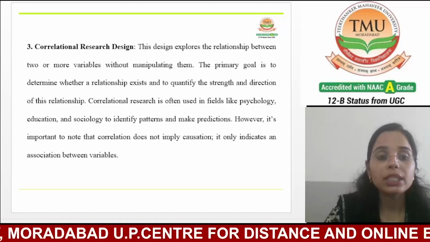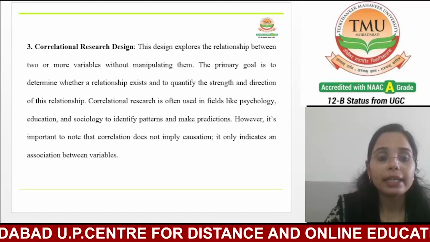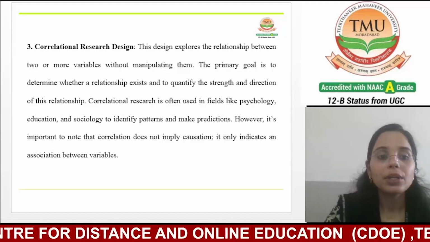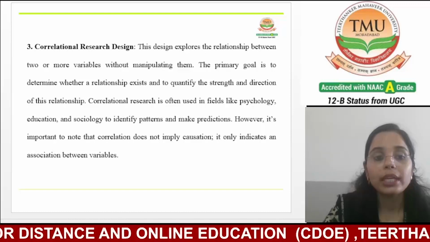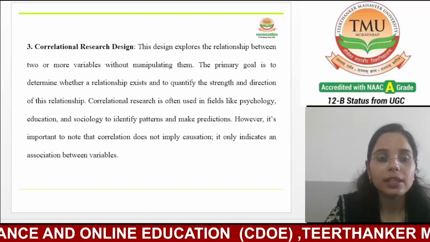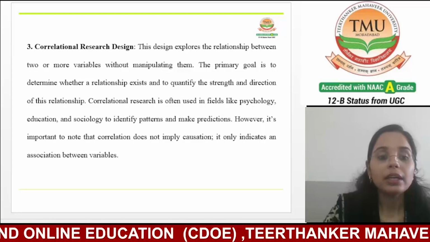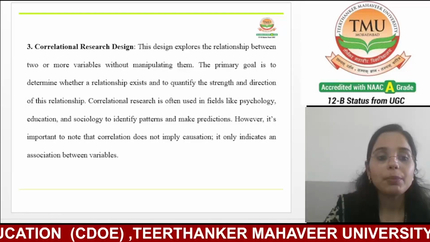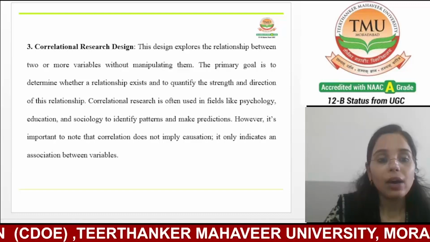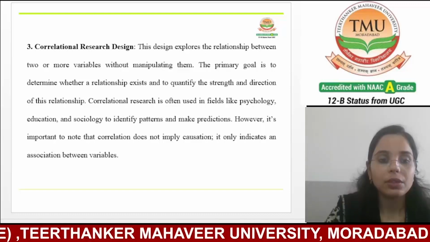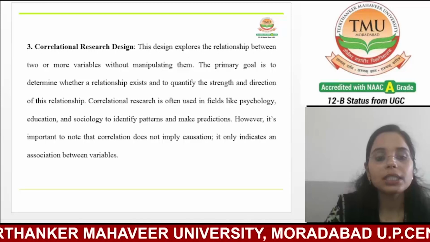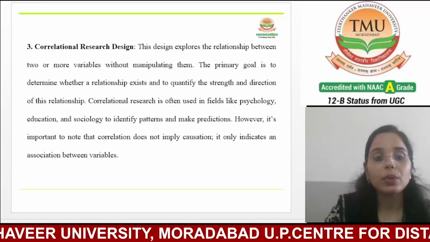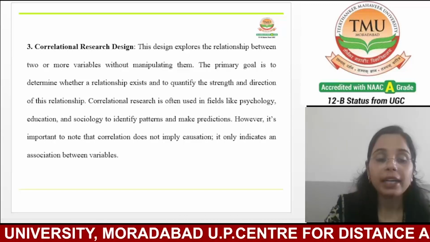Imagine you want to know if there is a relationship between arts study and exam scores. A correlation study would involve collecting data on both variables and analyzing them to see if they tend to increase or decrease together. The goal is to determine the strength and direction of the relationship, which can help identify risk factors.